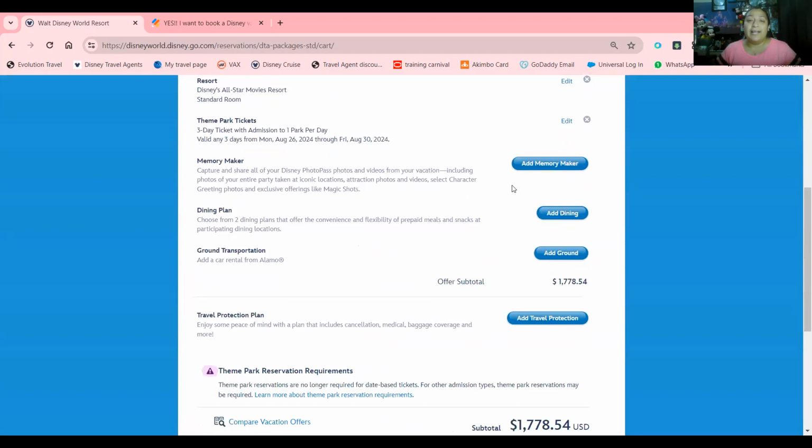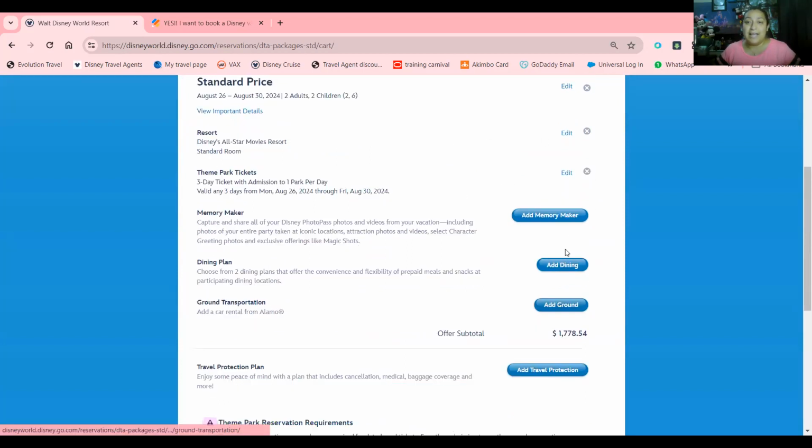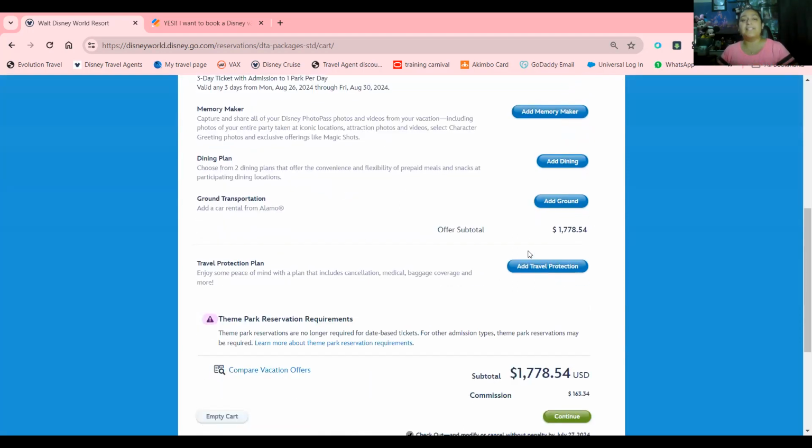As you guys can see now, more stuff opened up. You see, now I can do Memory Maker. I can add the dining plan, and I can add ground transportation. This was not available earlier, if you guys saw that. Once you pick your ticket, then you can proceed with the rest of this. Memory Maker, that's the one that you guys have. All you have to do is get your bracelet or your card, whatever they're utilizing, and they can go to any photographer that is there on Disney property.